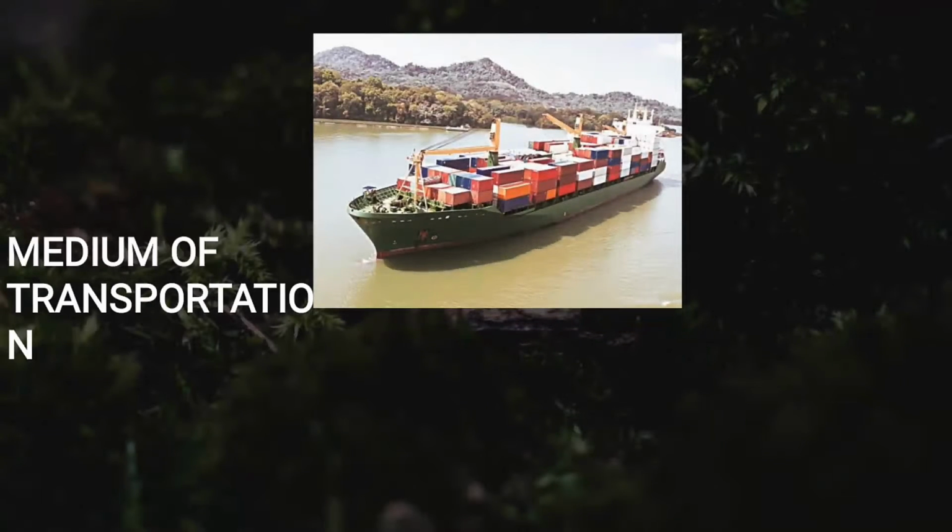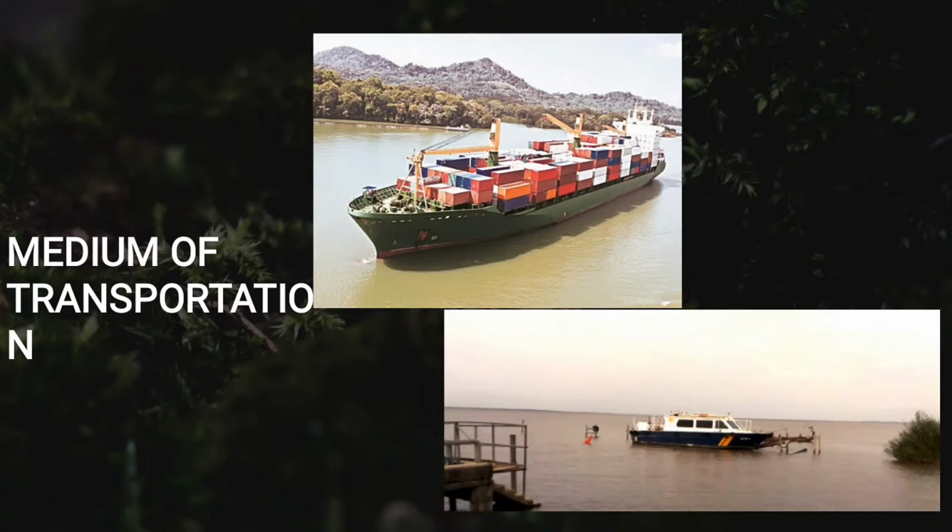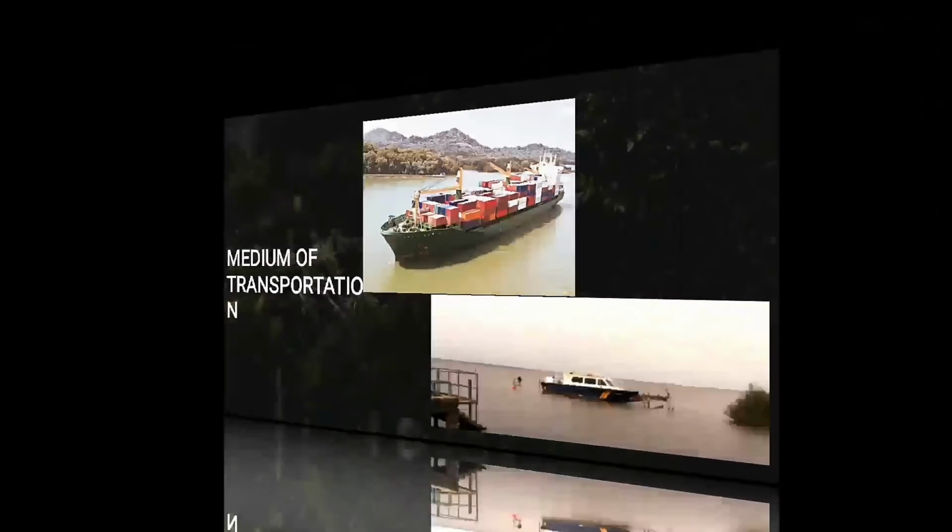And another one, we talk about the conservation of water resources serving as a medium of transportation. So such as in the case of rivers, lakes and oceans. So all these can be used as a what? As a medium of transportation.